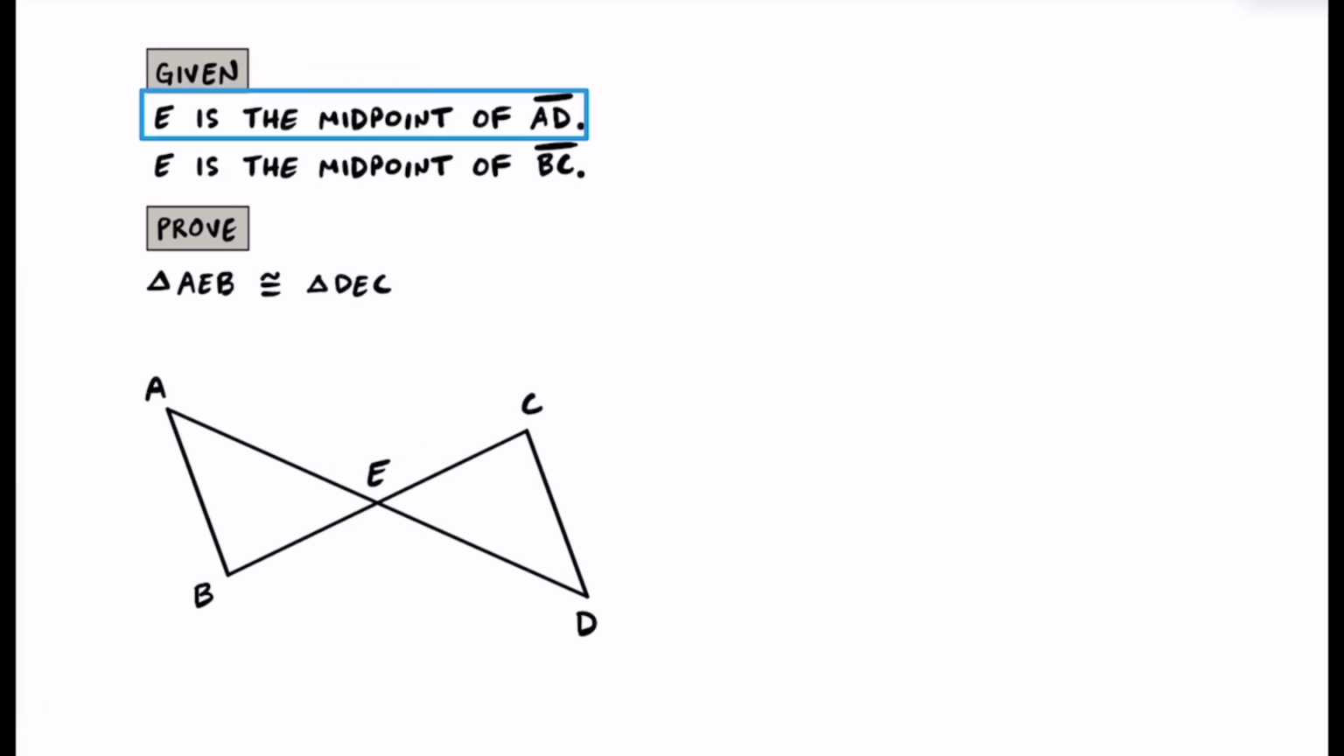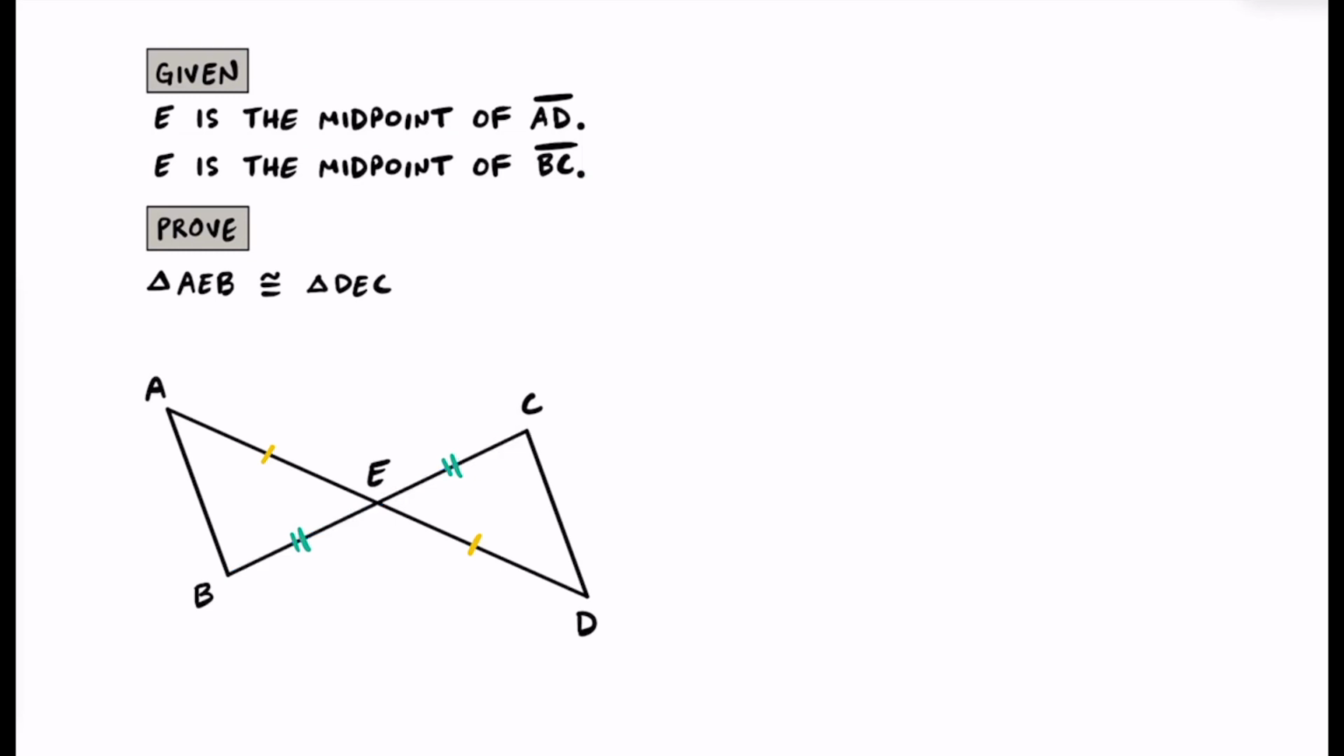Alright, for starters, we know that E is the midpoint of segment AD. So that means when we look at segment AD, E is going to be directly in the middle, which creates two congruent segments of AE and DE. And we also know that E is the midpoint of segment BC, so that lets us know that the segments BE and EC are going to be congruent to each other as well.